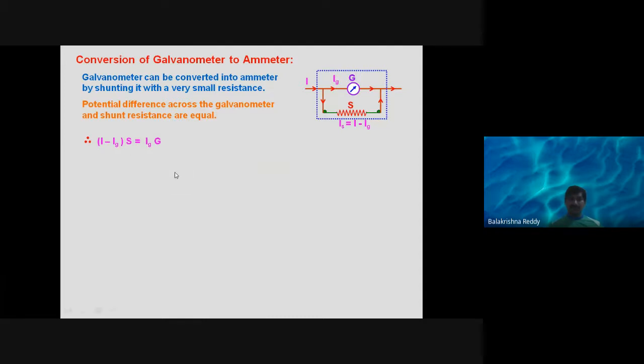Now from this, further, if I want to make the shunt resistance the subject, I make S the subject and move the other terms to the other side. This is the formula to find the shunt resistance. Most of the time in exams you will have questions to find the shunt resistance. Shunt resistance is equal to Ig into capital G by I minus Ig.